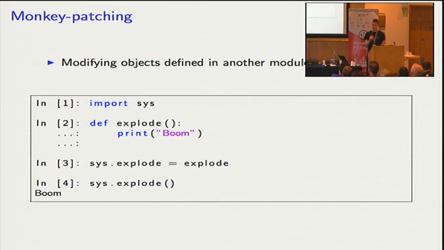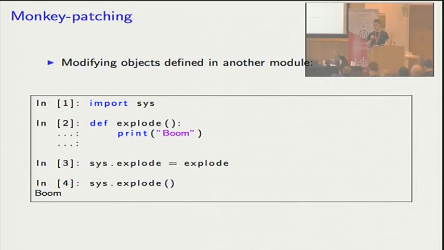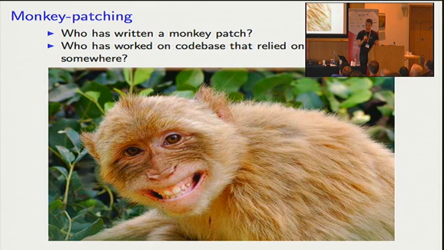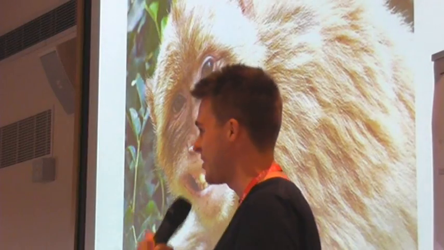More complicated would be if you were replacing functionality. So you import a class from a library and it doesn't work the way you want, so you change that a little bit. Kind of ugly stuff, much more in the Ruby world, but we have to do it in Python sometimes. So, with that in mind, who's written a monkey patch? And who's worked on a code base that relied on monkey patches to keep working? It's quite a big thing.